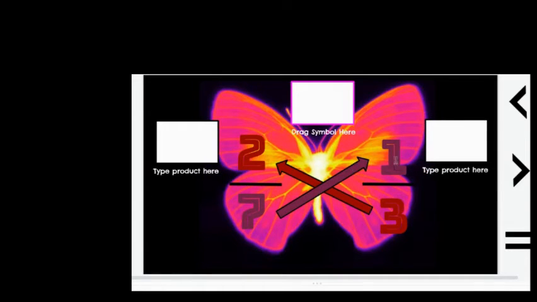7 times 1 is 7. And 3 times 2 is 6. 6 is less than 7, so therefore 1/3 is a larger fraction than 2/7. Here's a little bit of a harder one. 11 times 2 is 22, and 9 times 3 is 27. So 3/11 is greater than 2/9.